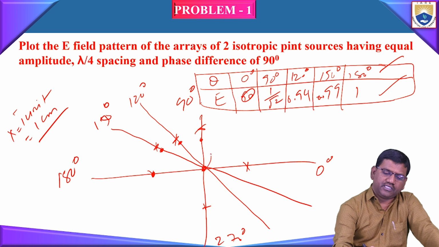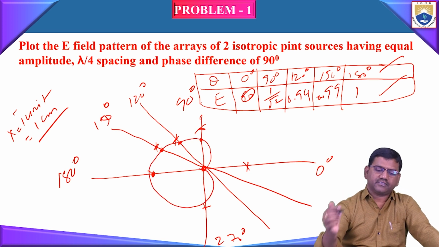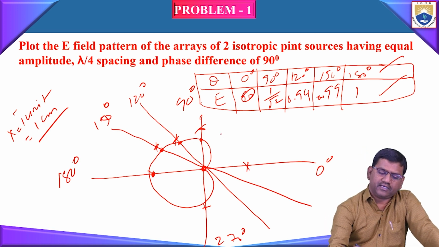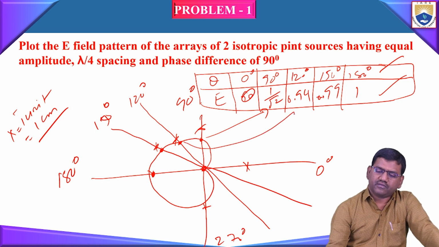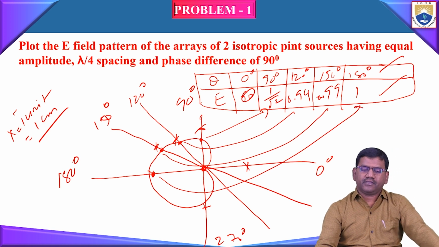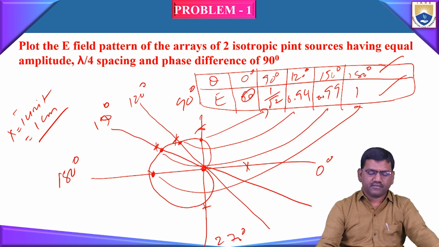So if you join all these points, you will get the pattern like this. This point is marked as 1 by root 2, this is 0.94, this point is 0.99, and this point is marked as 1. By joining all these points, we can draw the radiation pattern.